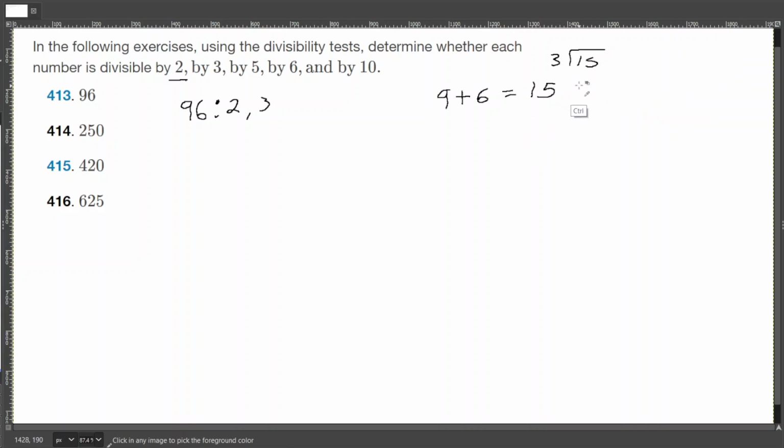Okay. So far we have 2 and 3. And if I remember the rule correctly, that means it's divisible by 6 as well. And why is it divisible by 6? Because 2 times 3 is 6. So if a number is divisible by 2 and 3, then it means that 6 also works.